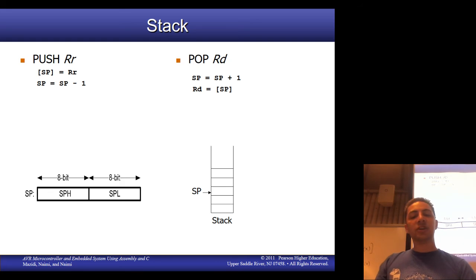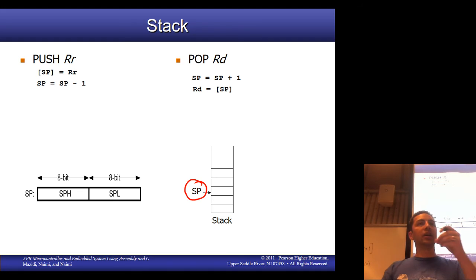A stack is just a block of memory that you put values into. When you put values in, there's this thing called the stack pointer. The stack pointer points to the next empty location. So if the stack pointer is pointing here, that means there's some number there, and this is an empty location.